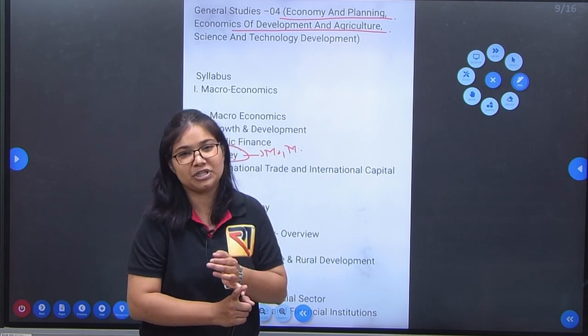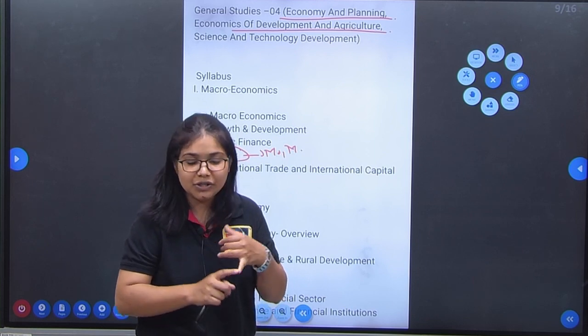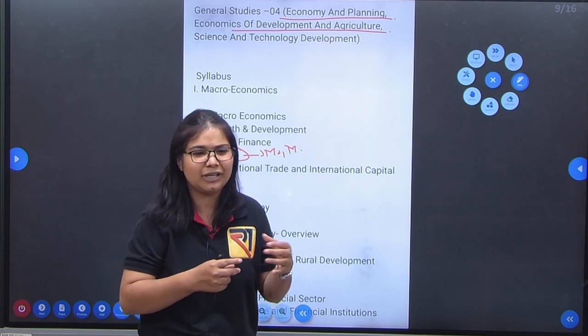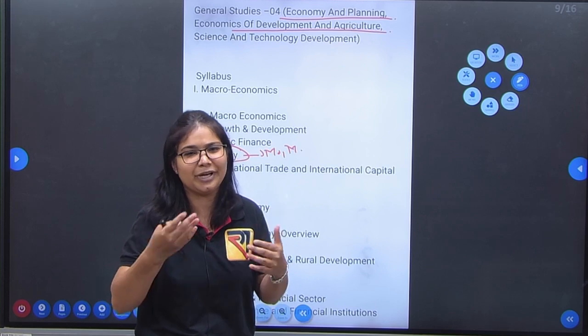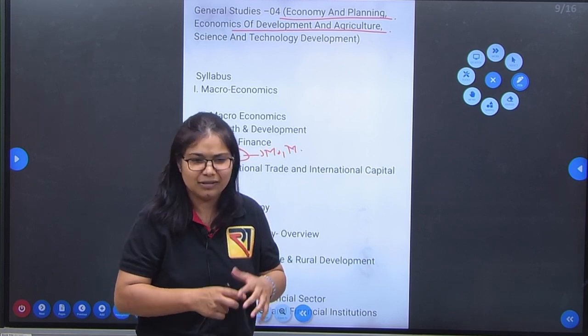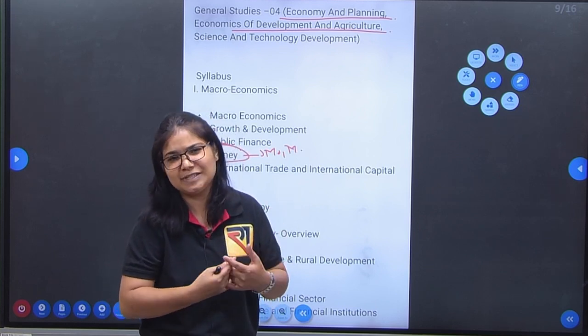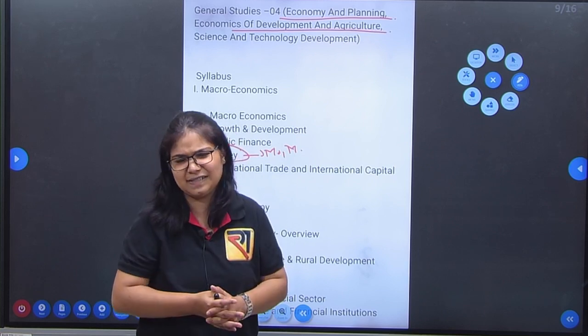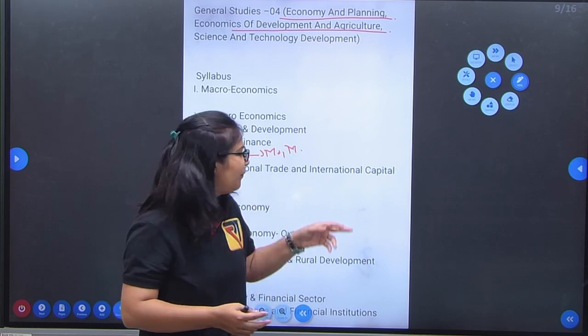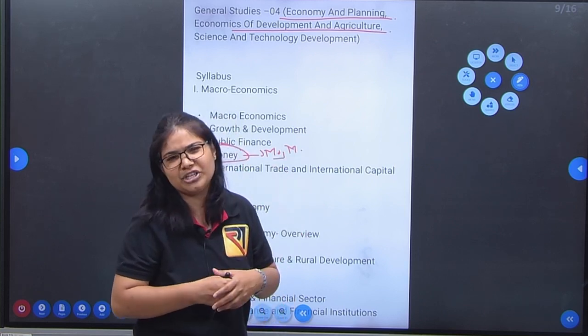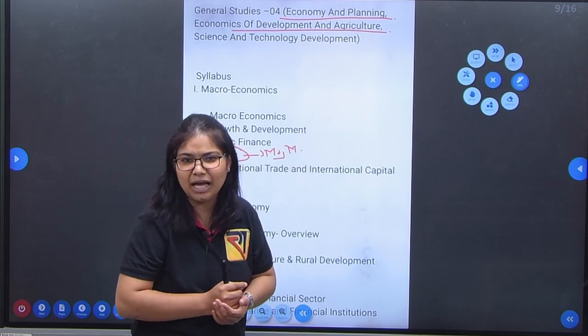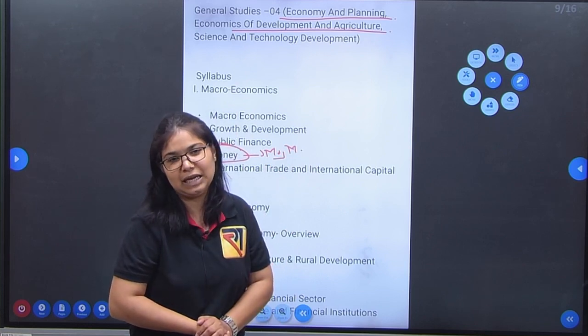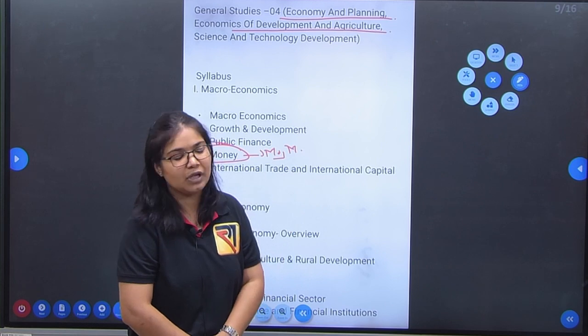Like repo operation, you must have heard it in the news. Daily we listen about the repo rate being increased or decreased by the RBI. There is one committee called the Monetary Policy Committee. We will discuss all these things. So the different monetary operations which are being done by the RBI, we have to discuss in the money section.